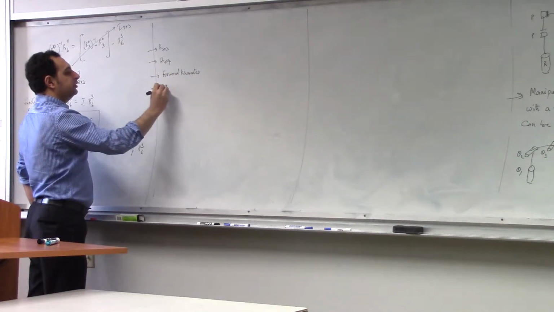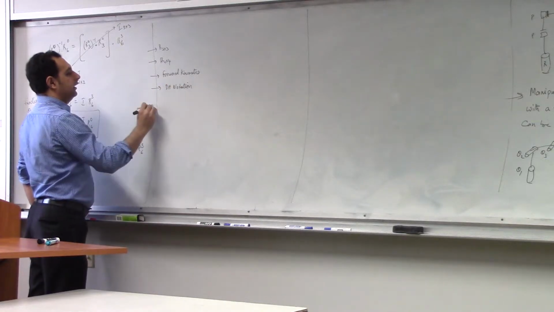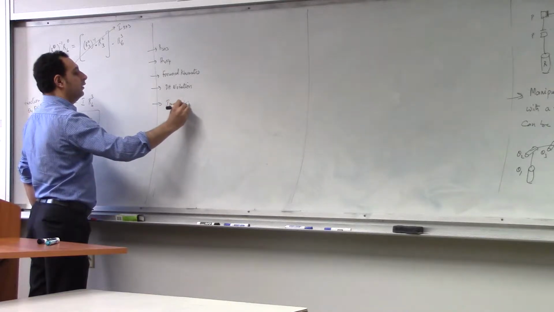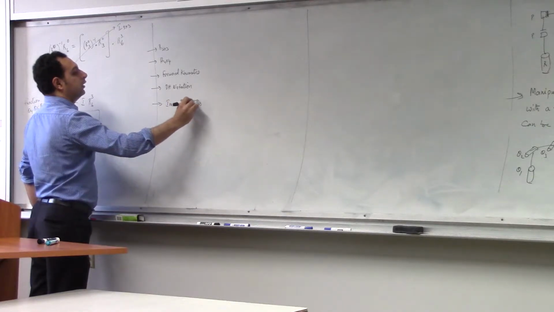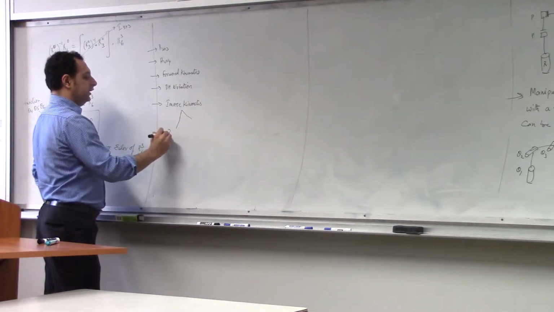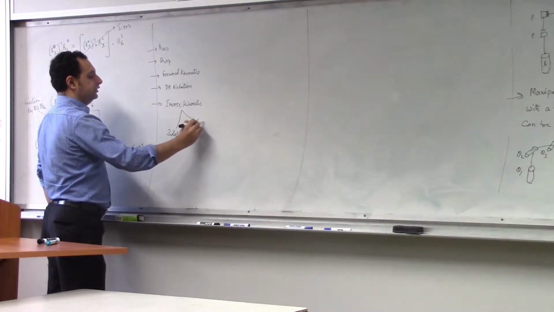DH notation, and inverse kinematics. Obviously, inverse kinematics includes 3DOF, which is simple, solving it geometrically, and 6DOF, which is decoupling.